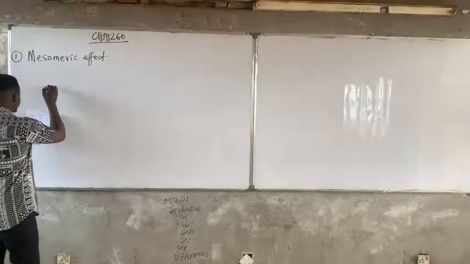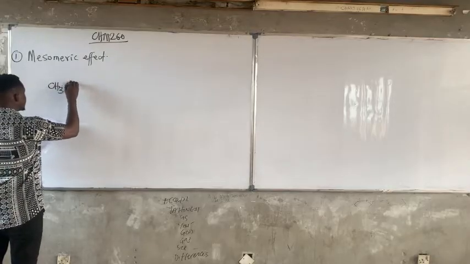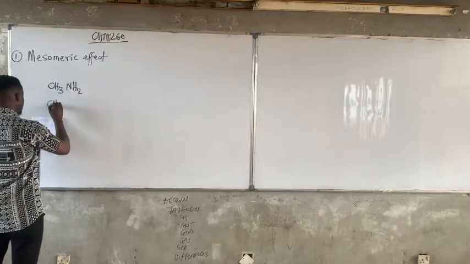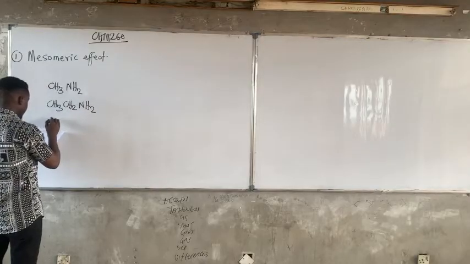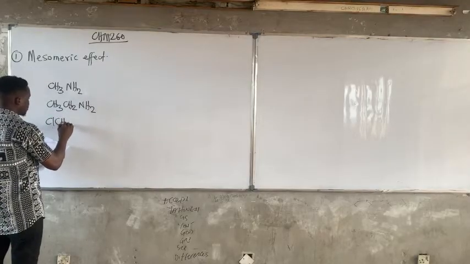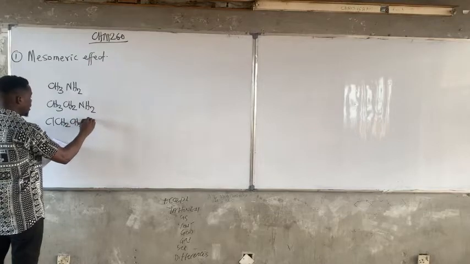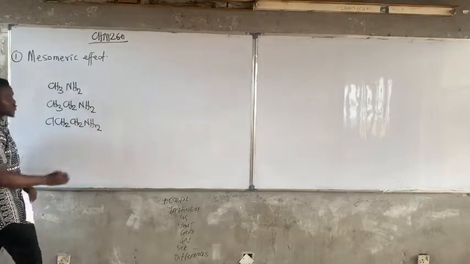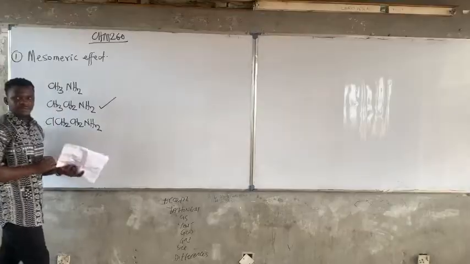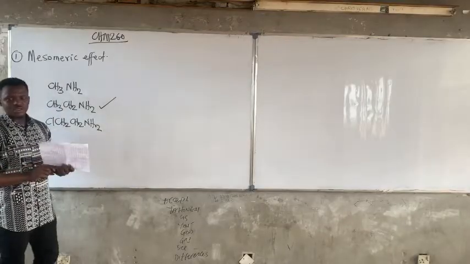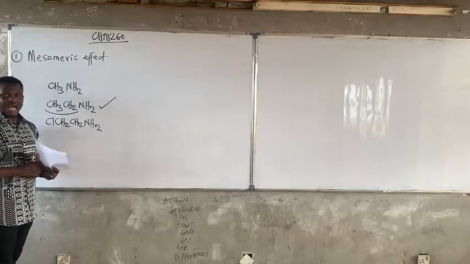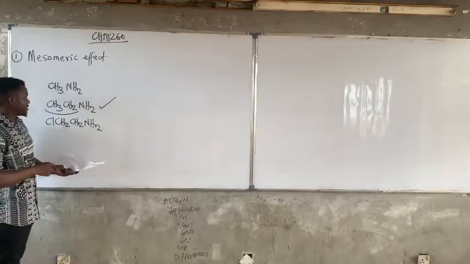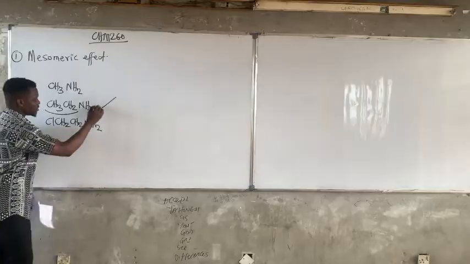Now, question number 2 says, which of the following is most basic? We have CH3, CH3CH2Cl, CH2CH2NH2. The answer to this question is ethylamine. Why is ethylamine the most basic? Because the ethyl group is more of a plus I, more of a positive inductive effect than the methyl. So this is actually the most basic.